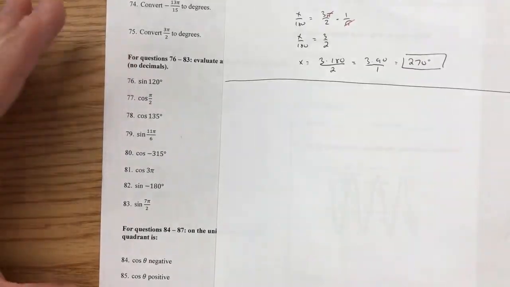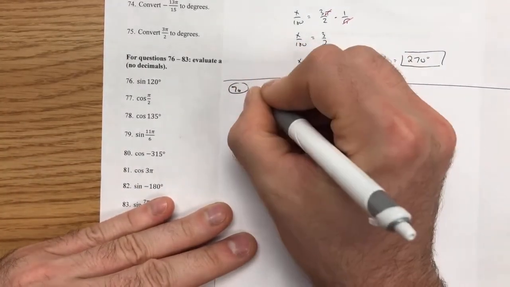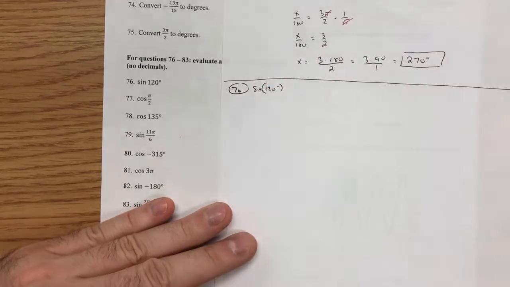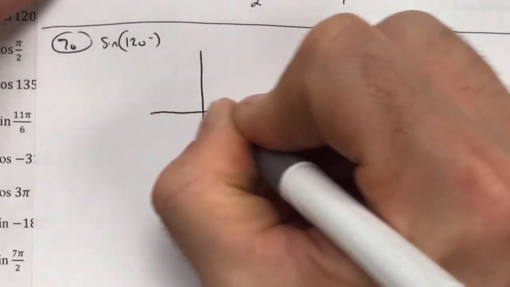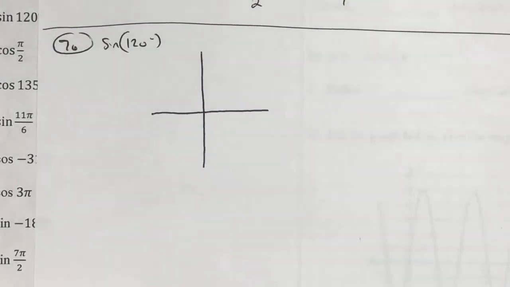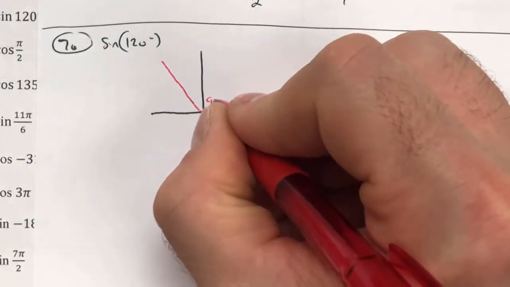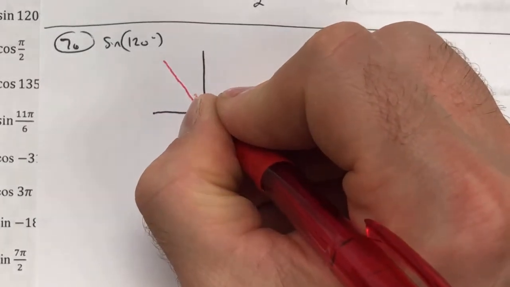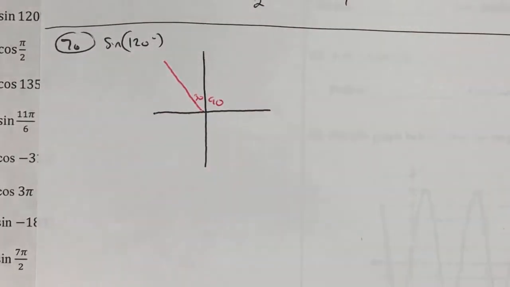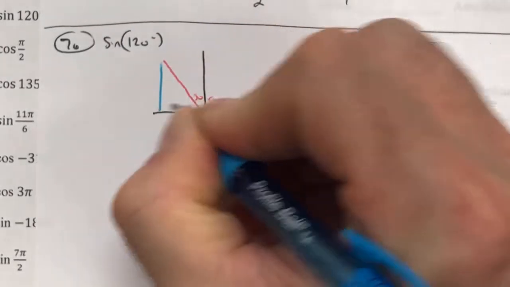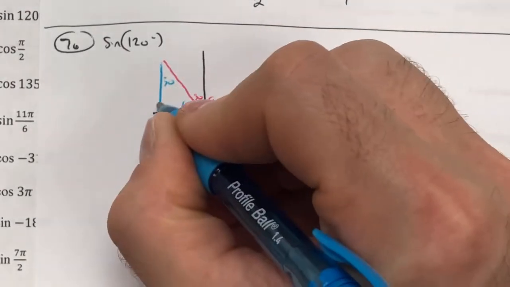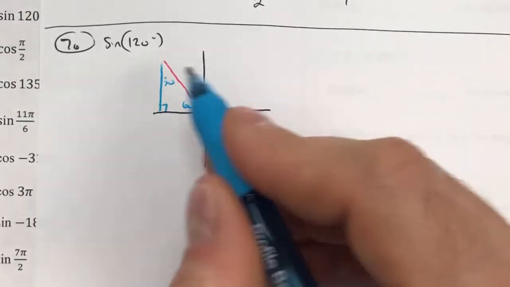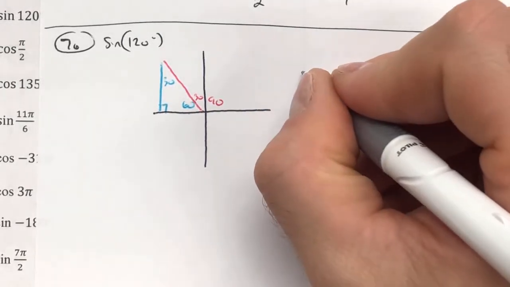Well, what we're going for right here on number 76 is the sine of 120 degrees evaluated on the unit circle. So the unit circle gives me something like this. And 120 degrees is going to give me that angle right there. Well, I know this is 90 degrees, and this is 30 degrees, which will give me my 120, which means that I have created a triangle right here with 60 degrees. This is a 30, 60, 90 triangle, which is one of our special right triangles.